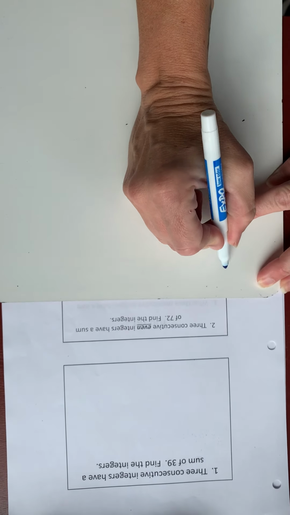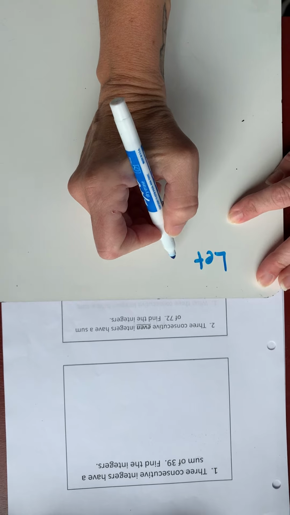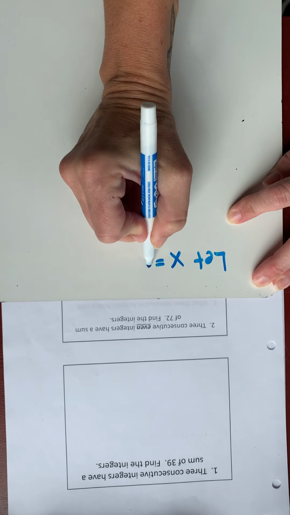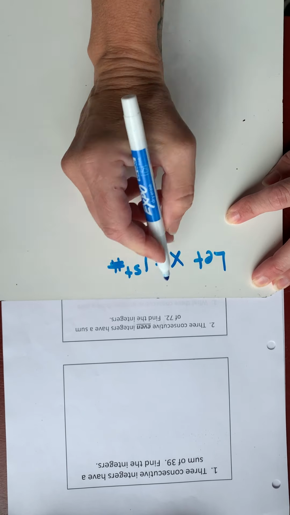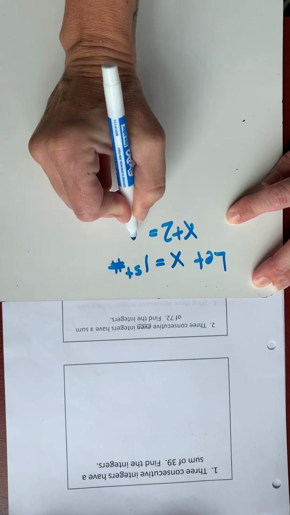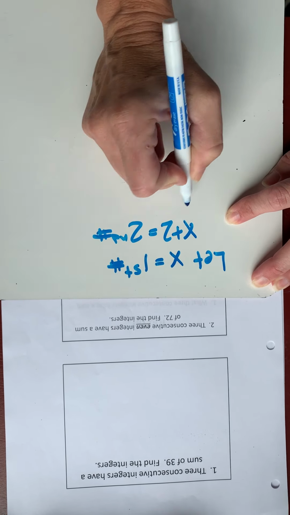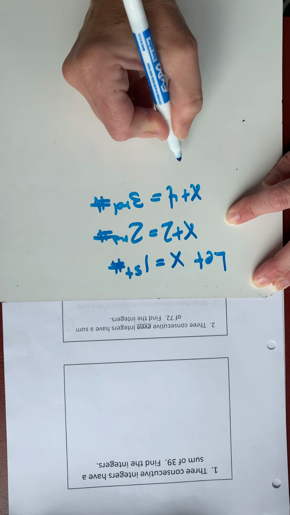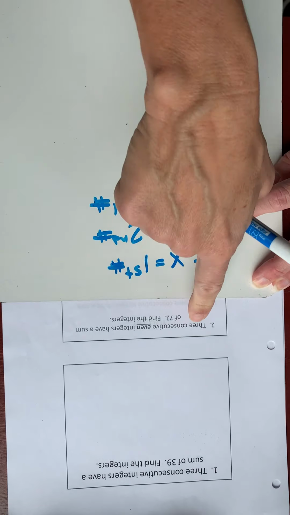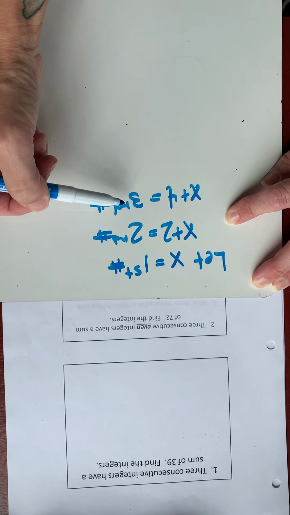So here we go with an even one. 3 consecutive even integers have a sum of 72. Find the integers. Well, we're going to let x equal the first number. These are even, so x plus 2 is going to equal the second number. x plus 4 is going to equal the third number. And should I keep going? No, it said 3. So I just need the first, second, and third numbers.